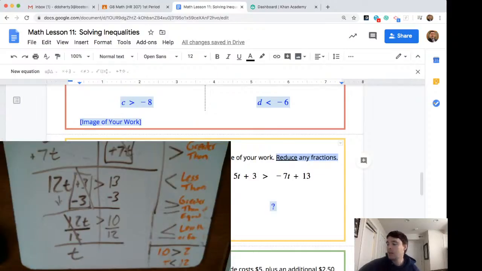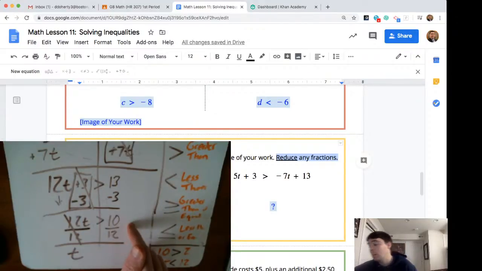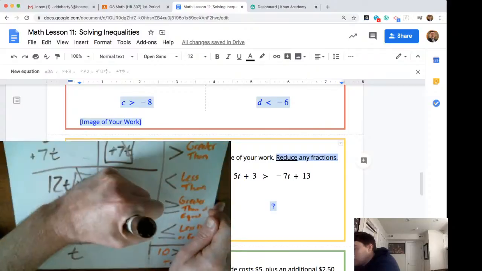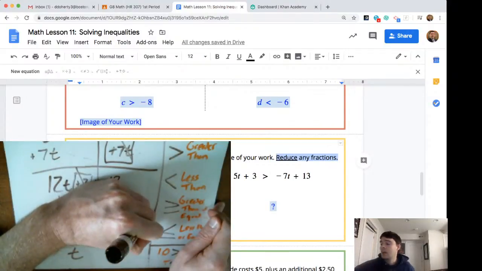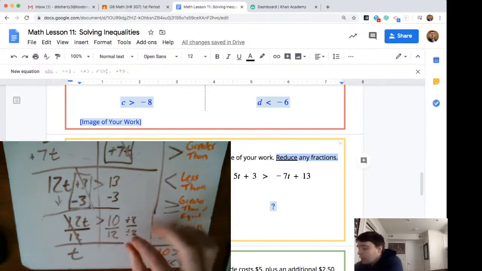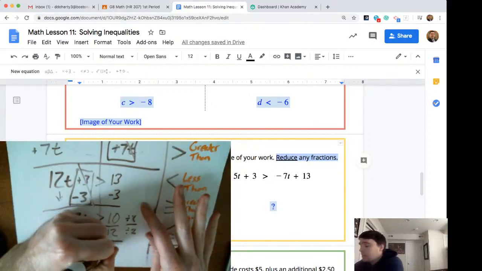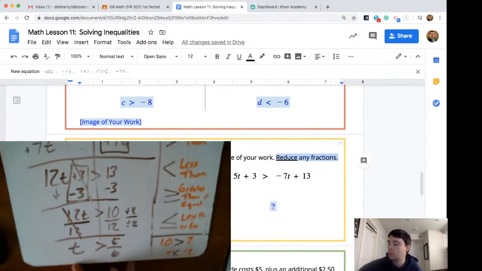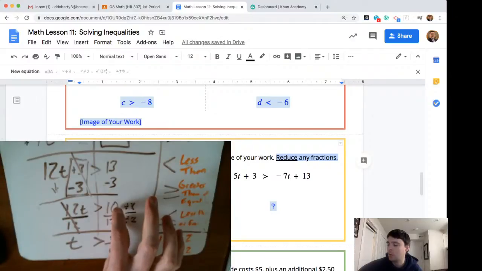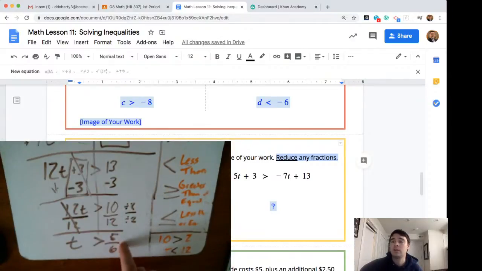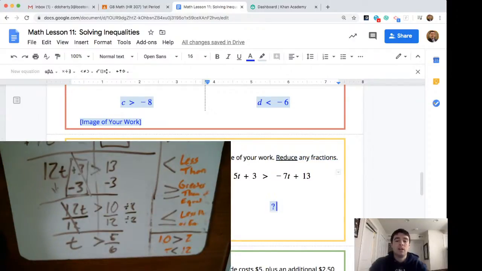Here I see both 10 and 12 are even numbers, and for me the easiest way to reduce or simplify fractions, if they're both even numbers, it means they both can get divided by 2. So 10 over 12 is the same exact fraction as 5 over 6. I got there by realizing they're both even numbers, so I could cut them both in half. So this ultimately becomes t is greater than 5/6, just a little bit less than 1. So t could be 1, it could be 2, it could be anything that's bigger than 5/6.